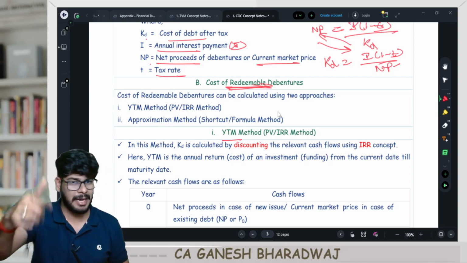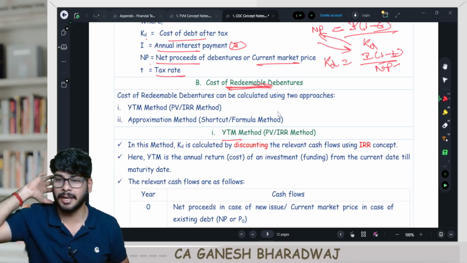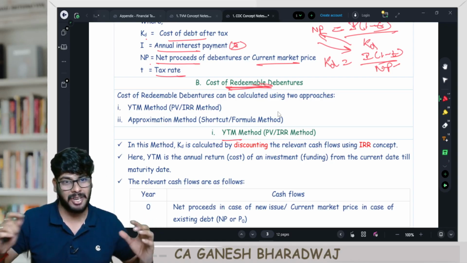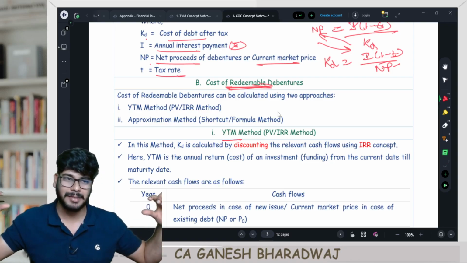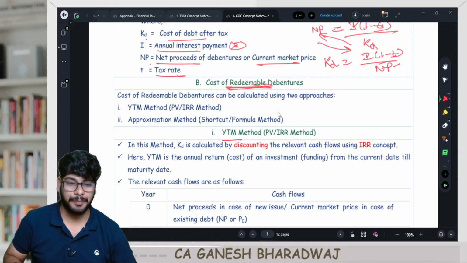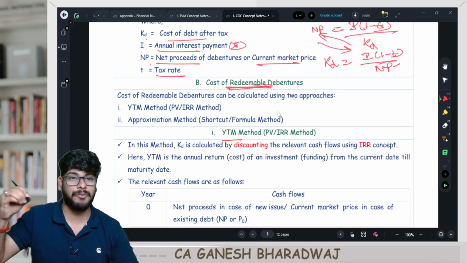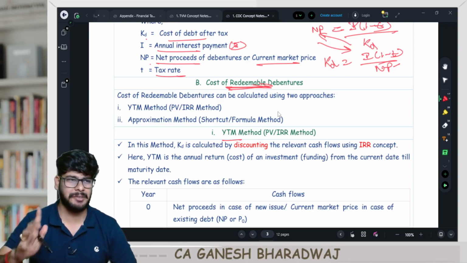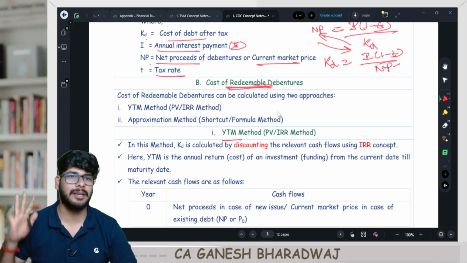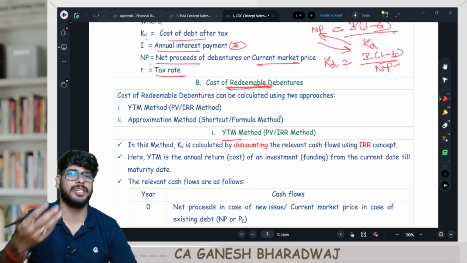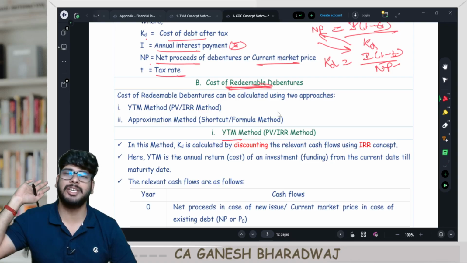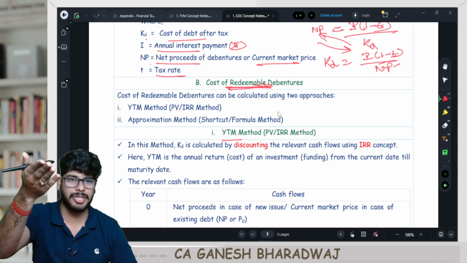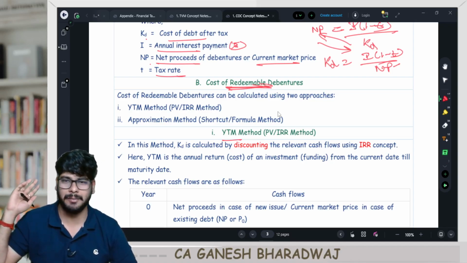Are you able to understand? But I will repay at the end of the period agreed. This is the meaning of redeemable debentures, which means it has a finite life. You can frame a cash flow equation here. Now, for calculating the KD of redeemable debentures, there are two ways. The first way is the correct way, IRR calculation. Frame the cash flow equation, arrive at the IRR and get your KD value. KD is nothing but the discount rate applicable for your debentures. That is your IRR.